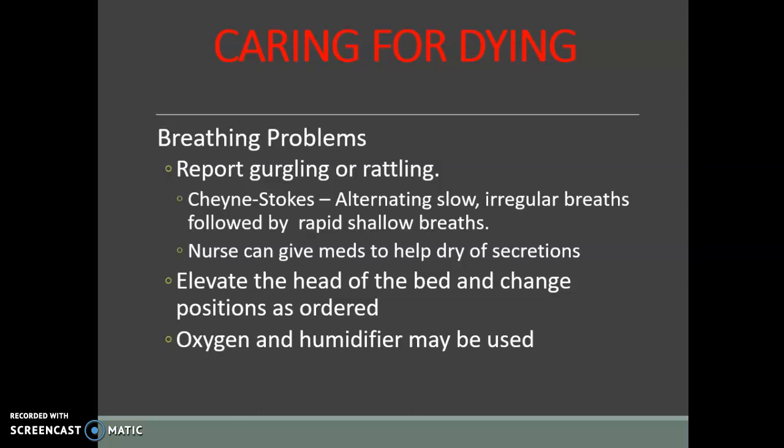Often when you're caring for the dying who has breathing problems, you're going to report gurgling or rattling. Cheyne-Stokes is a type of breathing where they alternate slow, irregular breaths followed by rapid, shallow breaths. Sometimes if they sound like they're gurgling or rattling, the nurse can give medicines to help dry up the secretions. Keep the head of the bed elevated and change positions as ordered. A lot of them will still be on oxygen. It's considered more of a comfort measure, and a humidifier may be used.